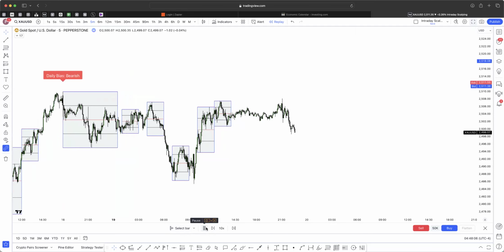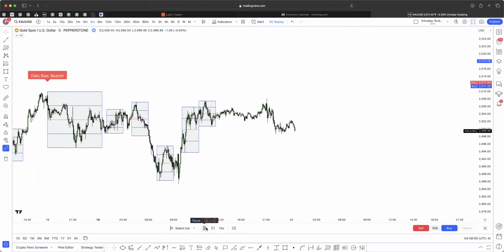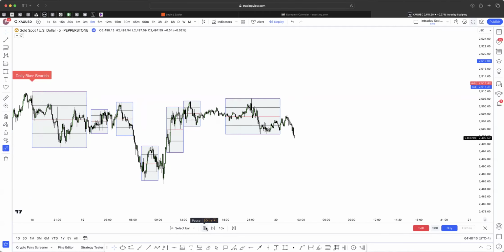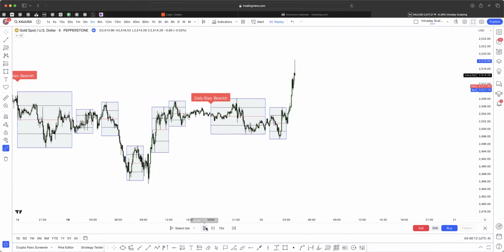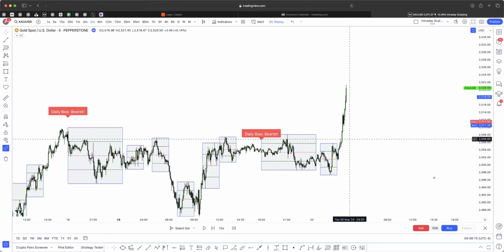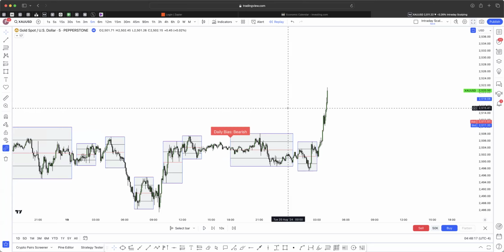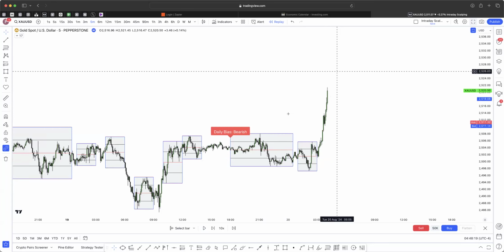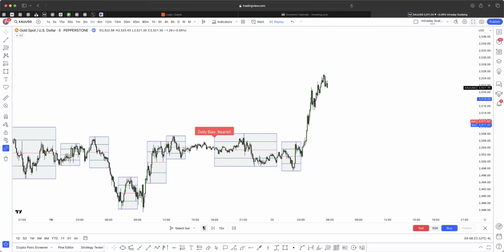Next day begins. Let's see what price gives us. Daily bias bearish, and then price breaks up again. Now you know that this is likely to be a fake signal, right? Because we took out the low and then we started going higher. So then what you can do is continue looking for buys.